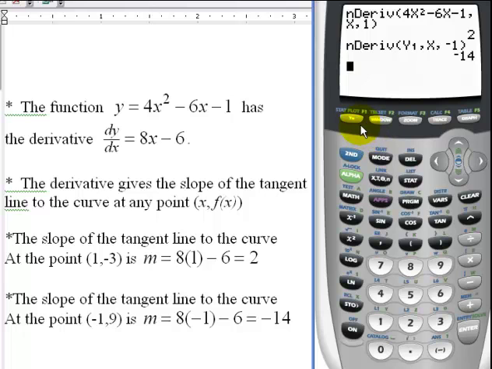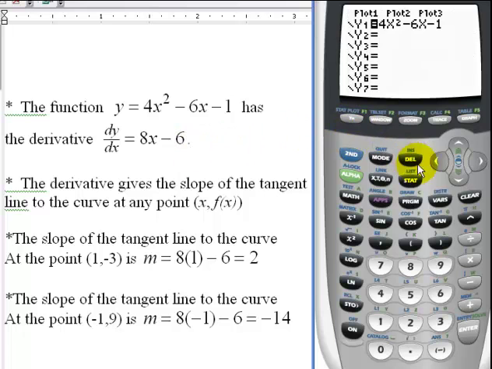One other idea that I want to show you is that the calculator can actually graph the derivative for me. So let's suppose I wasn't really sure this was my derivative, and I want to graph the derivative. So here's what I'm going to do. I'm going to move my blinking cursor onto y1, hit enter, and turn that equation off for just a moment. Then I'm going to go to y2, and I'm going to graph the derivative of y1.